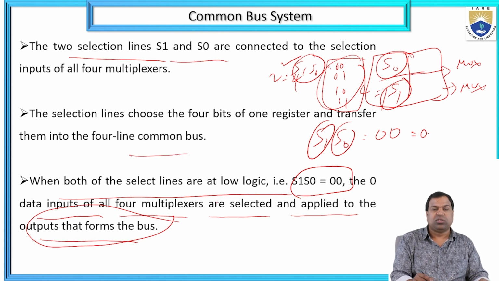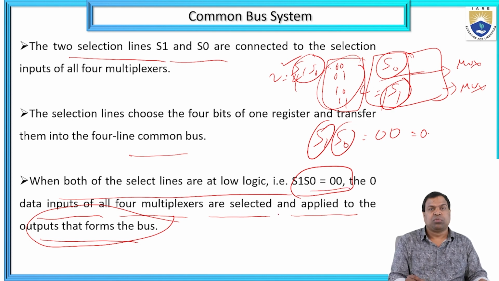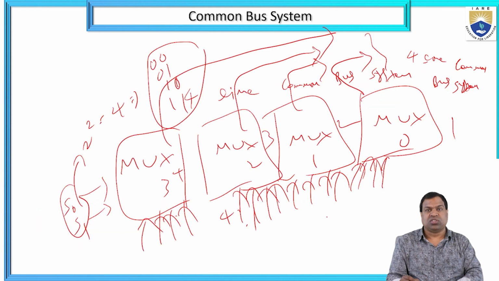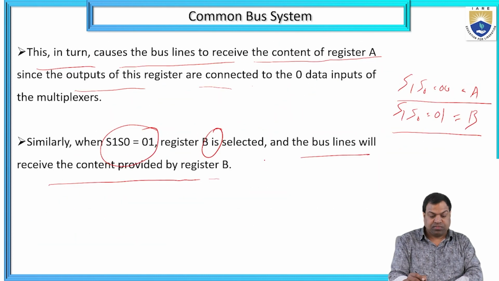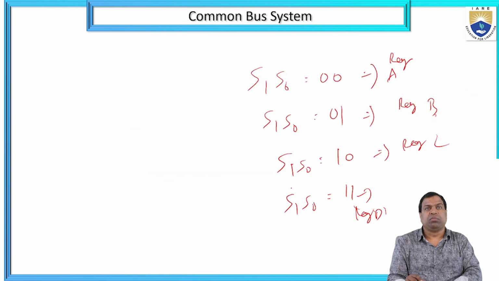registers and transfer them into the 4-line bus system. When both selector lines S0, S1 are 0, 0, the 0 data inputs of the 4 multiplexer are applied to the outputs of the bus system. And when I take S0, S1 equal to 0, 1, register B is selected, the bus lines will receive the content provided by register B, and the bus lines receive the content of register A, and the output of the register is connected to the 0 and data inputs of the multiplexers.